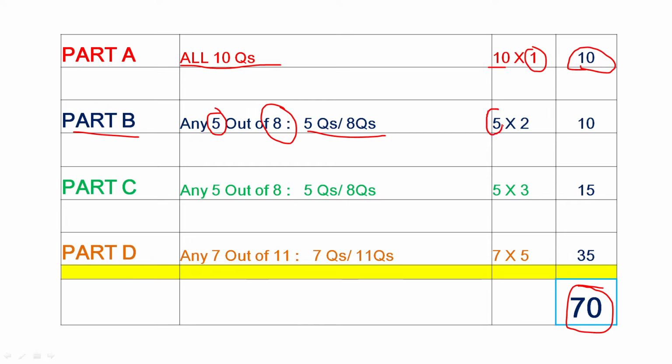So 5 questions into 2 marks, so it will be 10 marks again. So part A and part B, you will be getting totally 20 marks. Then part C, any 5 questions out of 8 questions. So they will give 8 questions, and from that you select and write 5 questions.